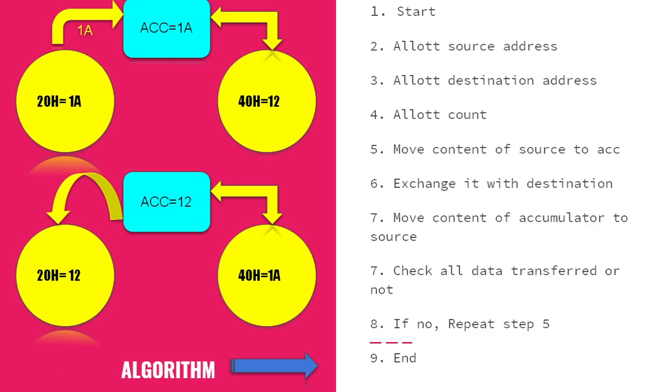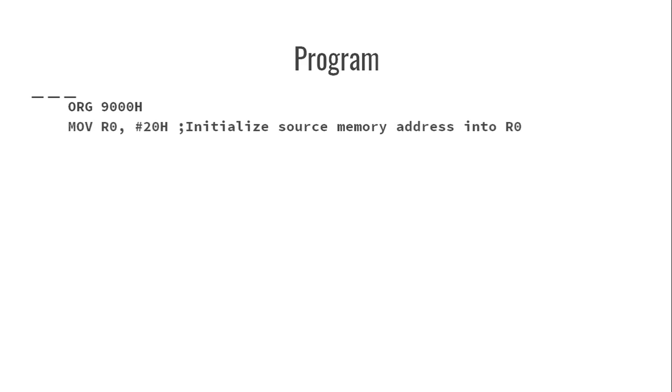Now let's write the program according to this. How to start, how to allot, we already have an idea. Let's do it here. ORG, I'm taking a different address just to show you that we can take any address. It's not restricted to 0000h. I'm starting with 9000. Then I'm assigning the 20h, that is the source memory, to R0. After the semicolon is a comment, written to make it clear for you.